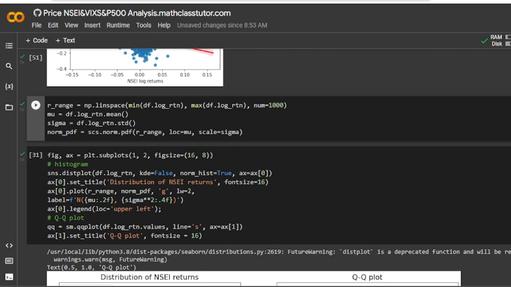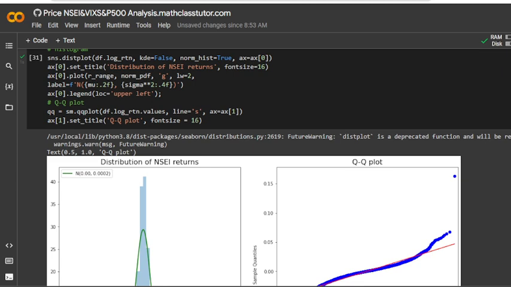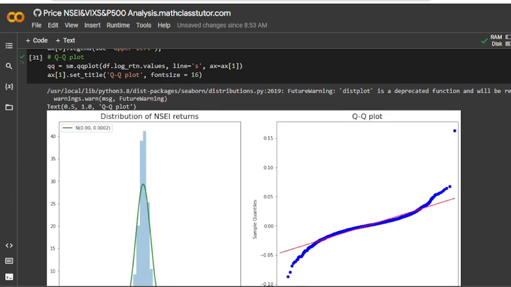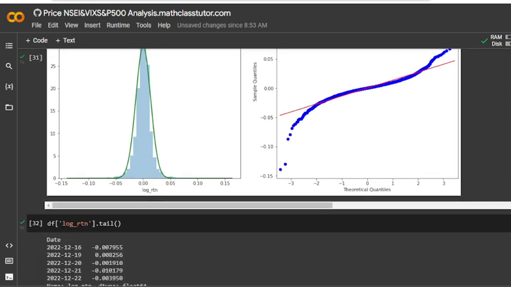Let's see the figure. We are going to plot a distribution plot, and I have given it some titles. Here we can see the QQ quantile plot, and we can see 15%. So it is possible the market can move up and down with 15% volatility. We will see after today what happened.